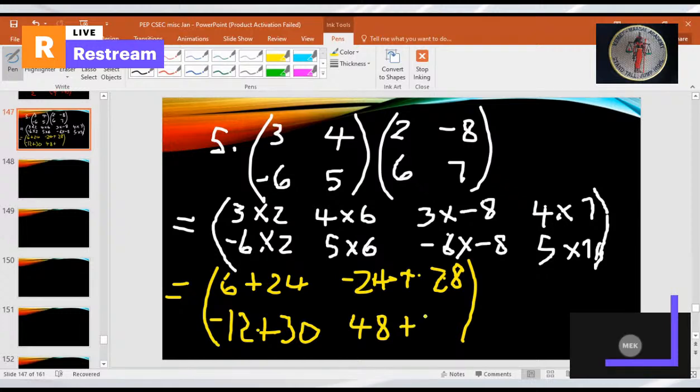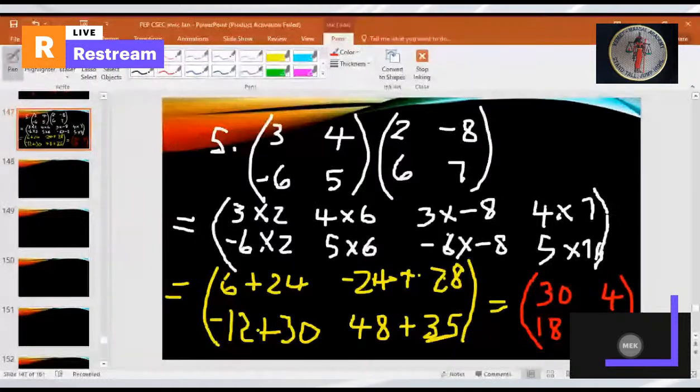Now we're going to contract it once again, the terms that we have. So 6 plus 24 is 30. Negative 24 plus 28, that gives 4. And negative 12 plus 30, that's 18. 48 plus 35, that's 83.